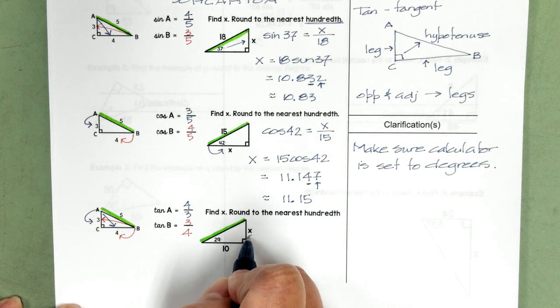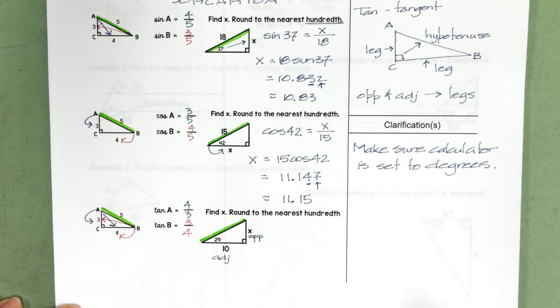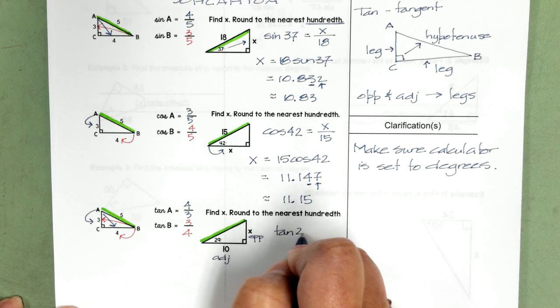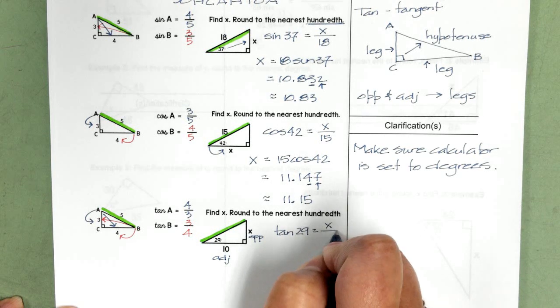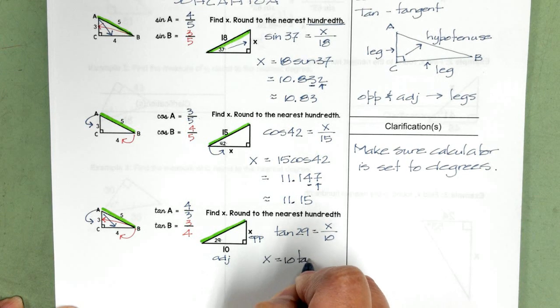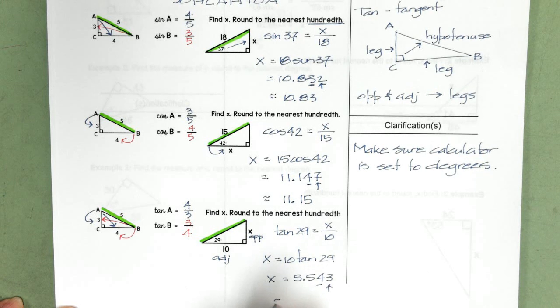Here we want to find the opposite side, and we're given the adjacent side. We don't have any information about our hypotenuse, so we know we're going to use tangent. Tangent of 29 equals x over 10. Multiply both sides by 10, and we get x equals 5.543. Again, rounding to the nearest hundredth, 5.54.